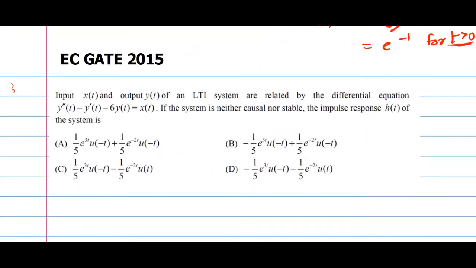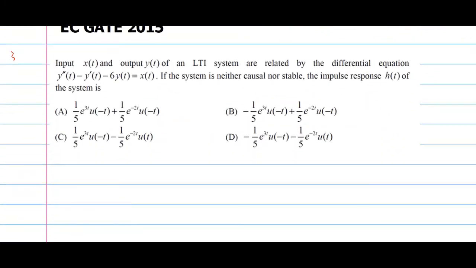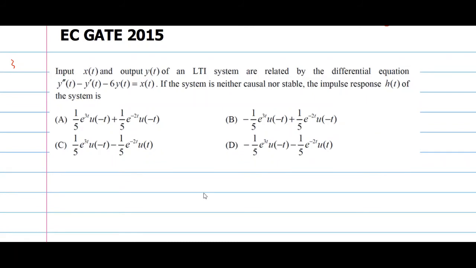Now let's look at one more GATE exam question in the year 2015. Input x of t and output y of t of a LTI system are related by the differential equation. If the system is neither causal nor stable, the impulse response of the system is. Okay, first look at the options. Nor stable, which options we can eliminate?